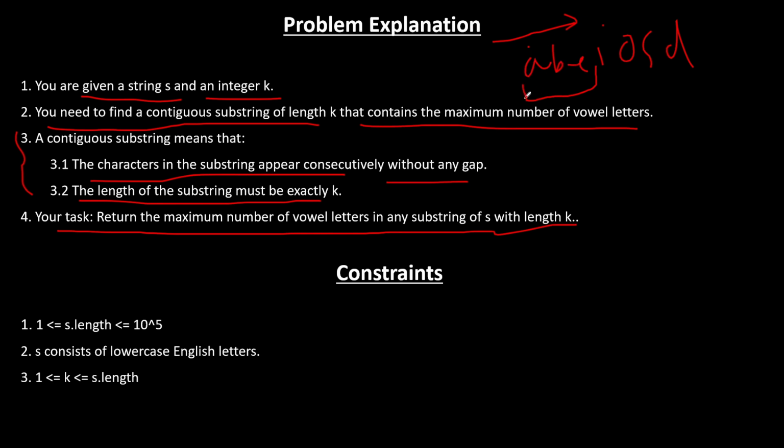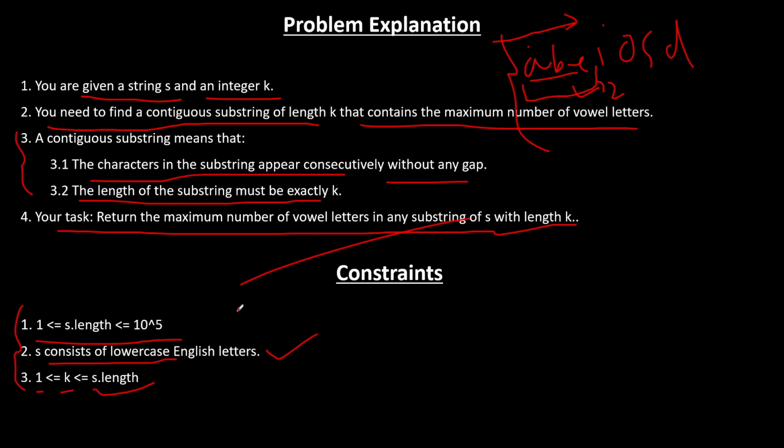And within that bracket of K length, we have to count how many vowels are there. In this case, we have A and E, so we have two vowels, right? And this way we have to find out which substring has the maximum number of vowels present in it. And the length of the string will be from 1 to 10 to the power 5, and S consists of lowercase English letters only. And K would be from 1 to the length of S. I hope you understood the problem, what we have to do here.